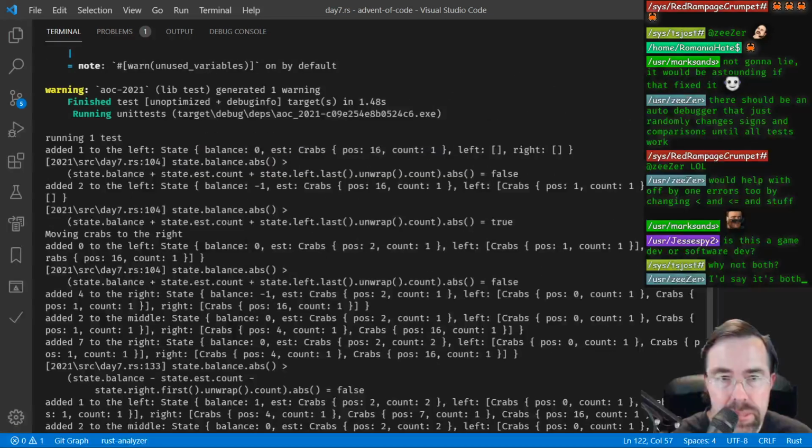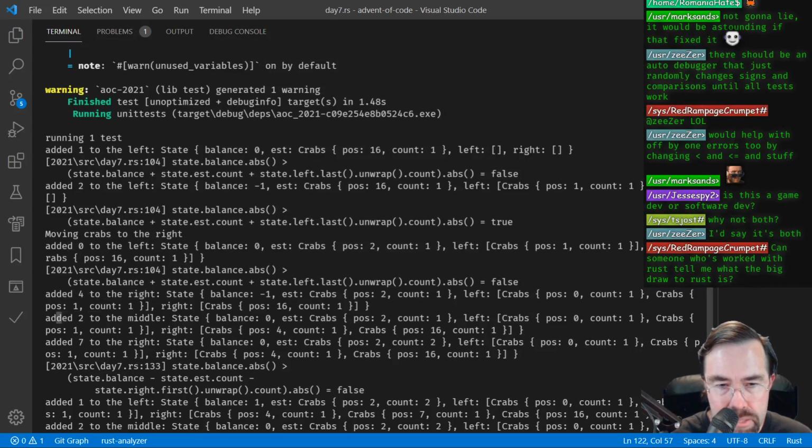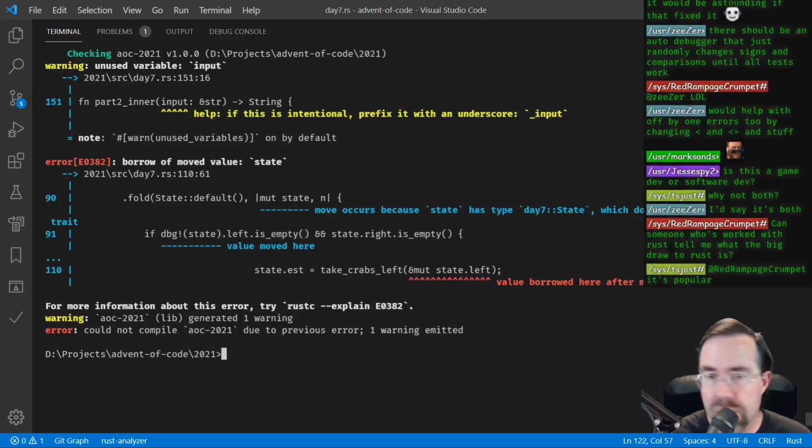I just want to be able to read this. Added 1 to the left. Added 2 to the left. Moved crabs to the right. Added 0 to the left. Added 4 to the right. Added 2 to the middle. Added 7 to the right. Added 1 to the left. Added 2 to the middle. Added 14 to the right. Yeah, because once we arrive on 2, it just stays balanced, right? Okay, so then dare I try it with the real input?